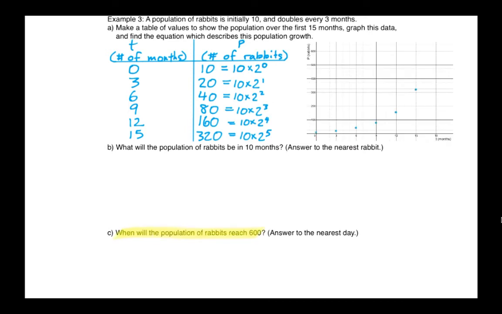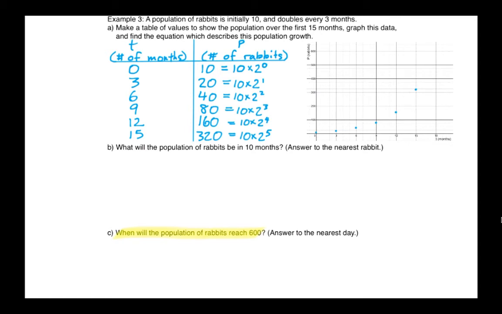Now, what I've done is set up my grid to go from 0 up to 18 months, because looking ahead to the last question we're going to answer, we want to know when the population is going to reach 600. We know that after 15 months the population is 320, so it's probably going to take close to 18 months to get up to that 600. 2 times 320 is 640, so I'm just leaving some room at the top for that, and I'm also leaving some room here to go up to 18 months.